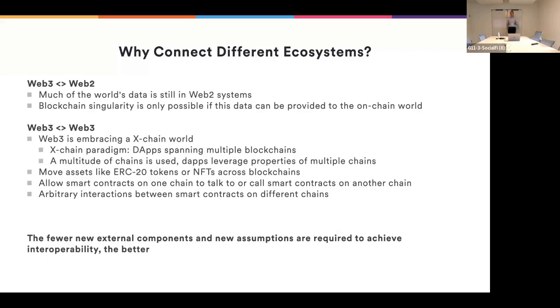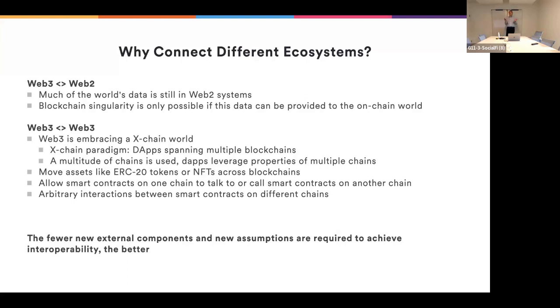Or, for example, allow smart contracts on one chain, like the IC, to call smart contracts on another chain, like Ethereum, or bring Bitcoin over to the Internet Computer. So all those things are use cases. And of course, they don't just apply to the Internet Computer, but to any blockchain in the world. And ideally, what we would have is arbitrary interactions between smart contracts on different chains.